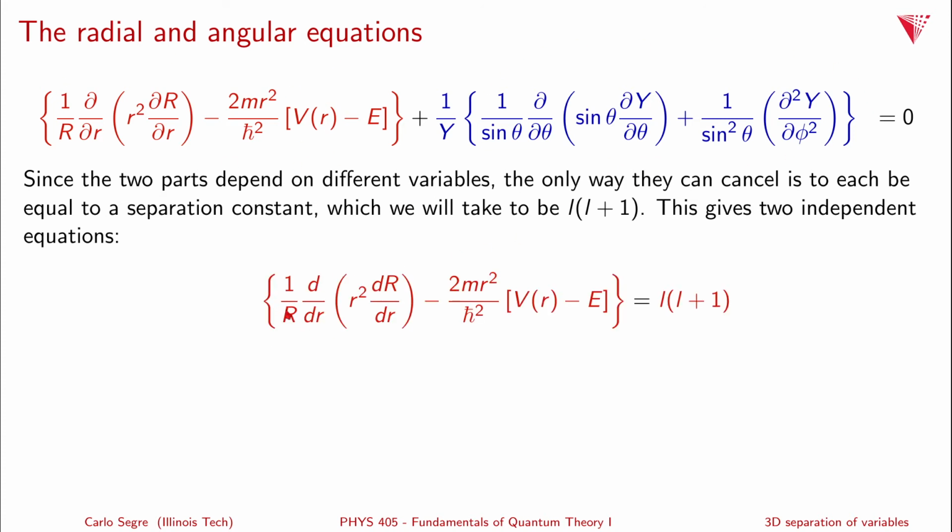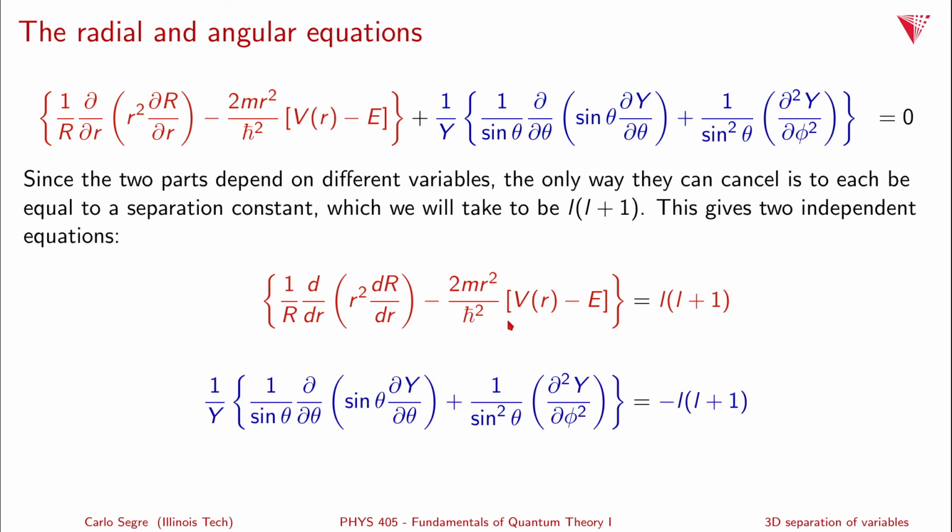The radial equation is 1 over capital R, d by dr of r squared dR by dr, minus 2mr squared over h bar squared times the quantity V of r minus E, is equal to L(L plus 1). And then we have 1 over Y times the quantity 1 over sine theta, partial with respect to theta of sine theta, partial of Y with respect to theta, plus 1 over sine squared theta, partial squared Y with respect to phi squared, is equal to minus L times L plus 1.